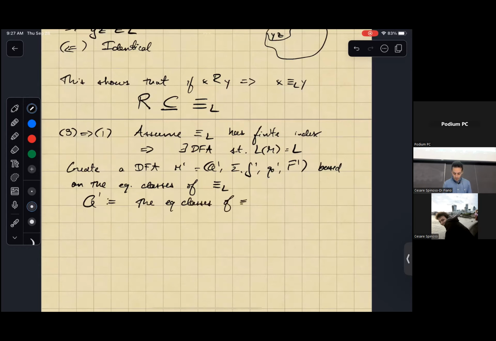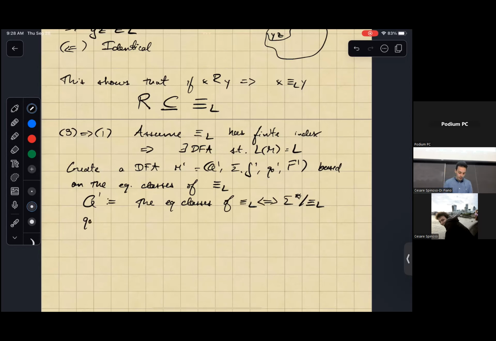So in other words, Q prime, I'm going to assign the equivalence classes of the Myhill-Nerode relation. To be slightly more formal, this is sometimes written as sigma star quotient the relation: you take the set on which the relation is applied and quotient the relation. So this is just the same thing as this. That's what I assign Q prime to.